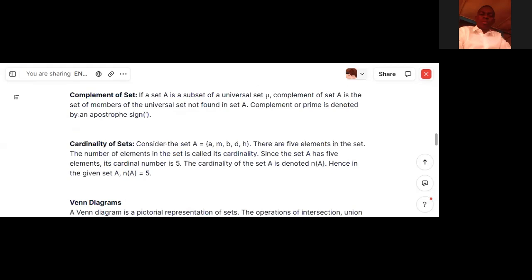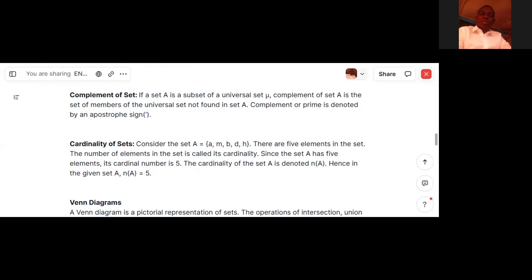Complement of sets. If a set A is a subset of a universal set mu, the complement of set A is the set of members of the universal set not found in set A. Complement is also denoted by prime, that is, by an apostrophe sign as a superscript of the set in consideration.